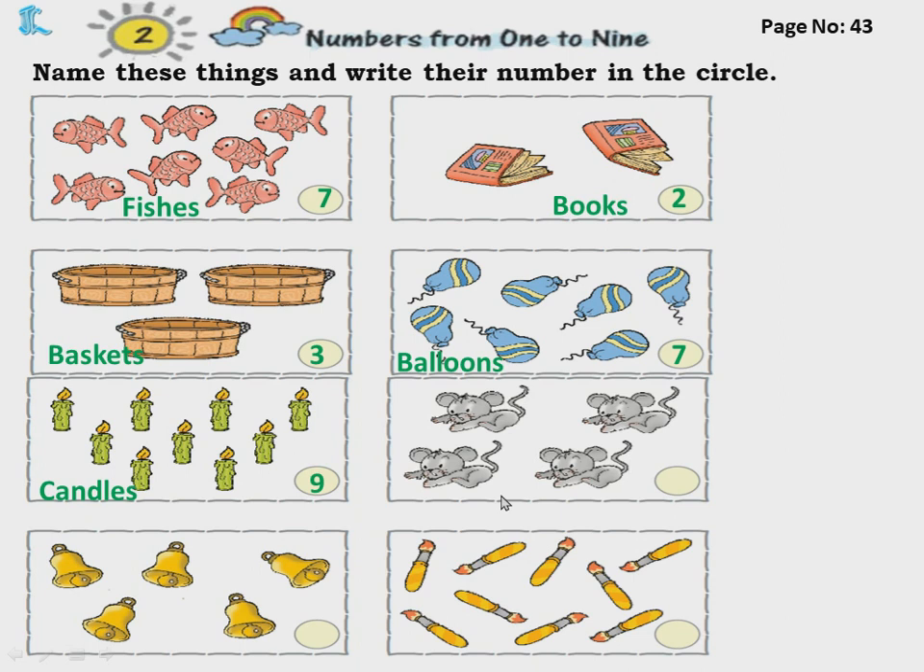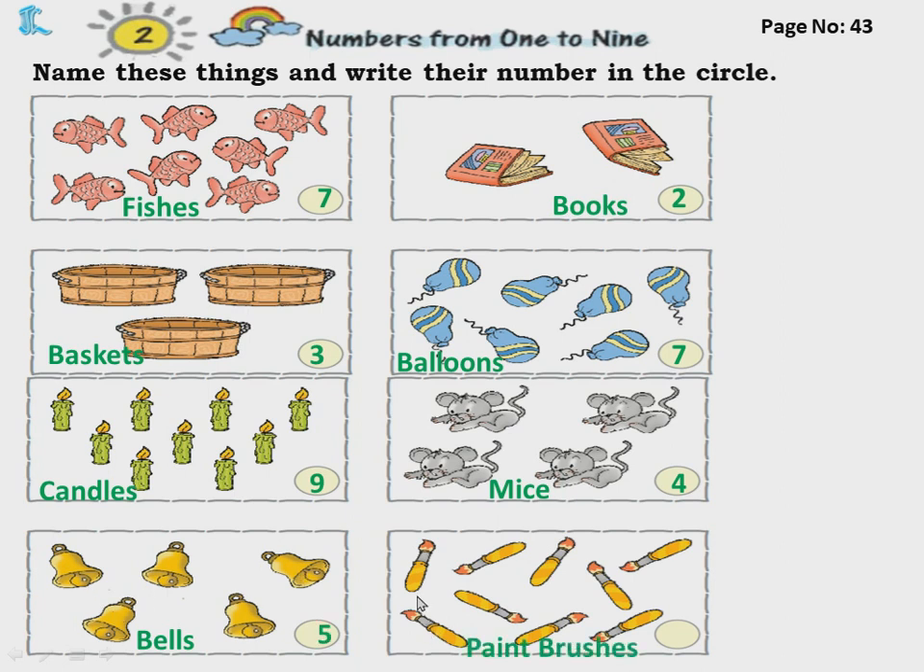Next, what are these, ma? Mice. What do we call them? Plural. When there are many, then we call it mice. M-I-C-E. Mice. Count 1, 2, 3, 4. How many are there? 4. Now what is the next one? Bells. B-E-L-L-S. Bells. Count 1, 2, 3, 4, 5.